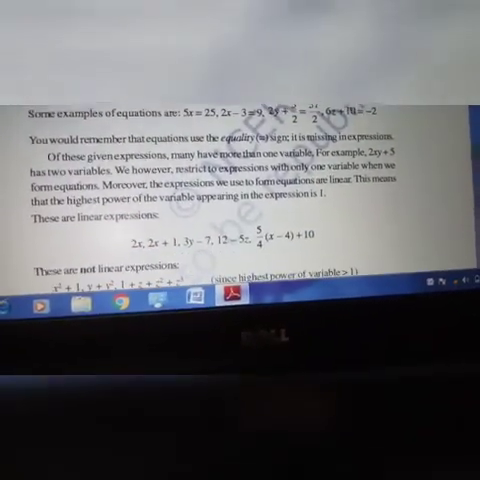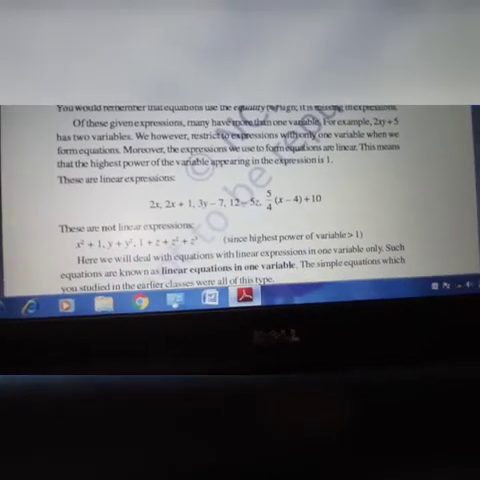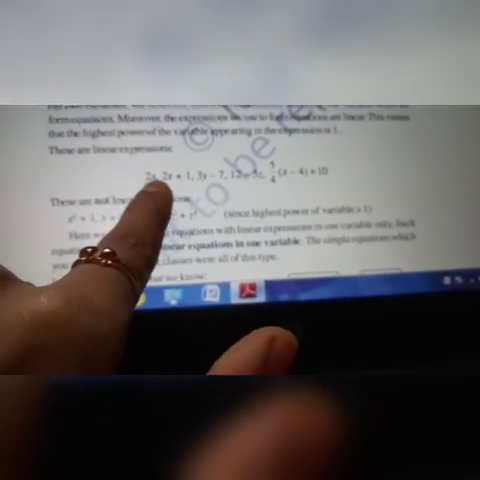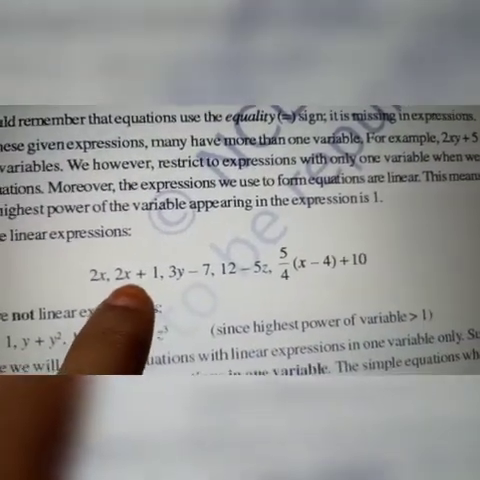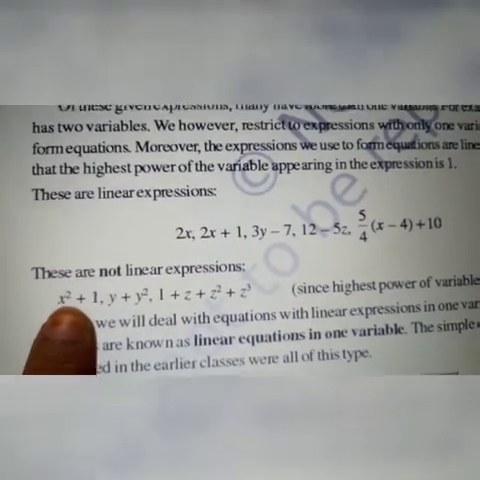Okay, my dears. Then they have given a few examples for linear equations and not linear equations. Why? Because see here the power of x is 1, right? Power of x is what? 1. X power 1. 2x is x power 1. Here 2x power 1, right? But here see x square. What is the power of x? 2, which is not a linear equation. Okay, so they have said we are going to learn linear equations with one variable.